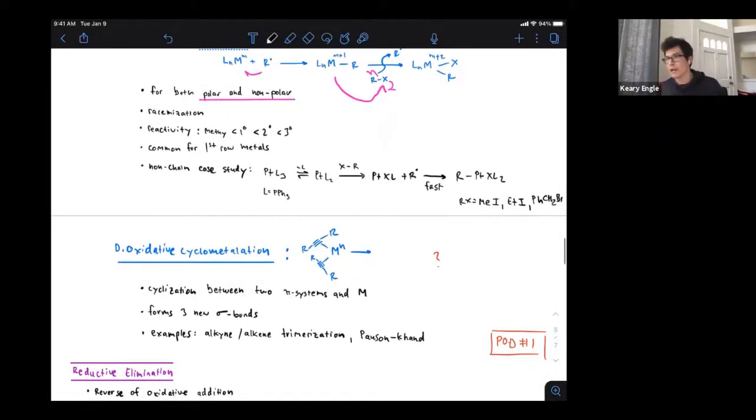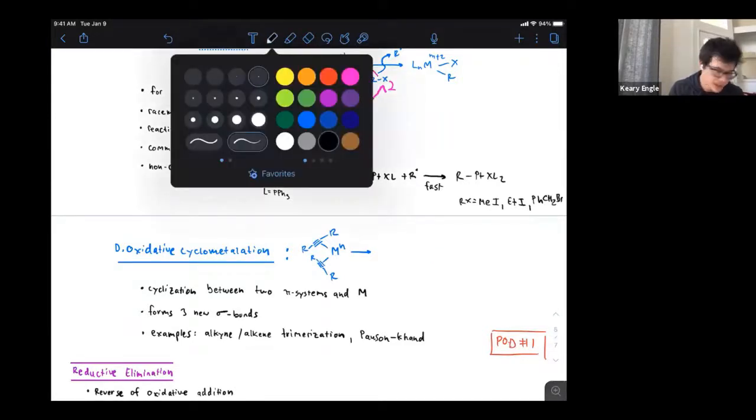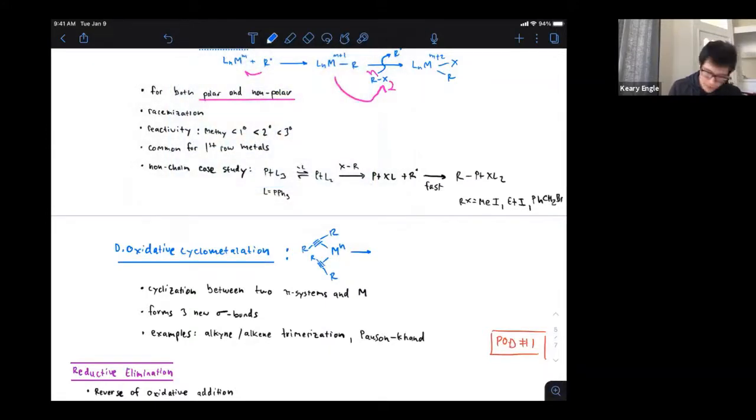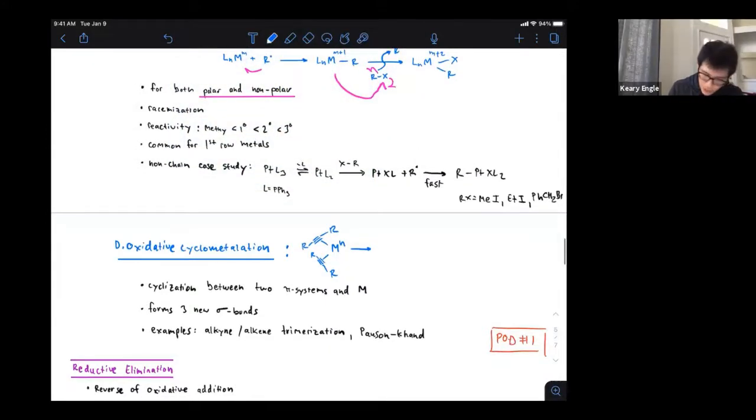Okay, so let's just quickly go through this next section, and then we can dig into this in a little bit more detail with problem of the day number 1. So the last process I'll cover is called oxidative cyclometallation. I guess it's debatable whether this is a true oxidative addition or not, but I just bin it here because there's not really another convenient place to talk about it.